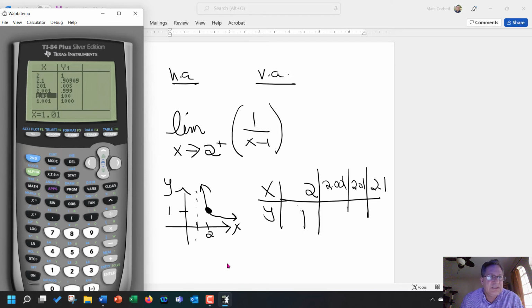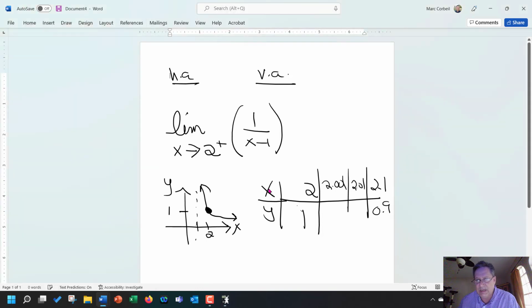Sorry, I missed the decimal there on 2.01: 0.99 and then 0.999. So here we get 0.9 approximately, 0.99 approximately, and 0.999 approximately. So we see as x approaches 2 from the right, y is approaching the value 1.